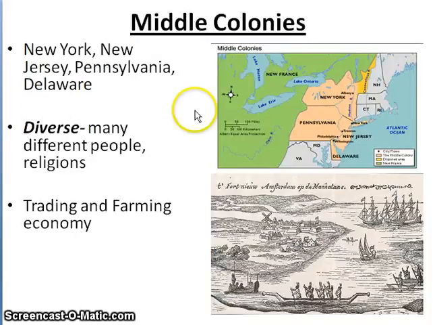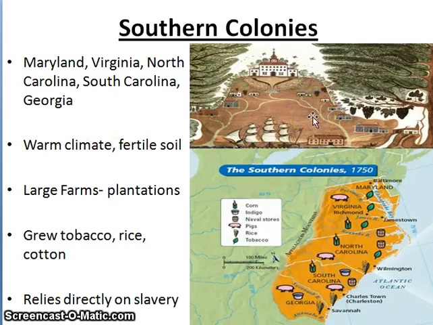The middle colonies include New York, New Jersey, Delaware, and Pennsylvania. These were very diverse colonies. You had people from many different religions, many different countries throughout the world, but mostly Europe. You had Swedish and Dutch, English, Spanish people. They have a mixed economy because they have both rocky soil and good soil. So you do have farming, but you also have a lot of trading. Some major cities of the middle colonies are New York and Philadelphia, which was at the time the biggest city in the United States.